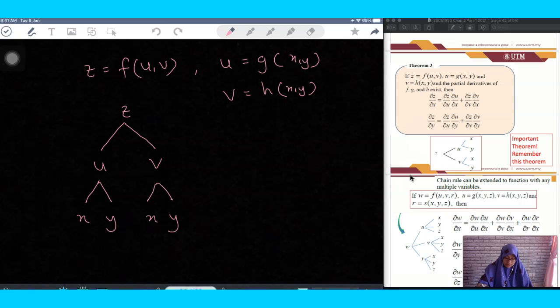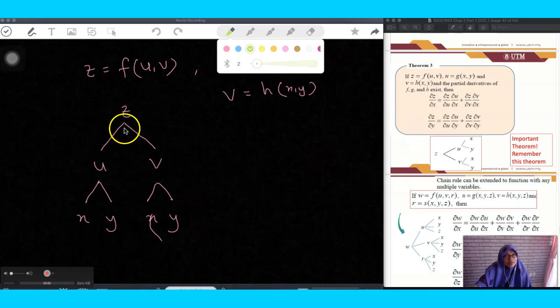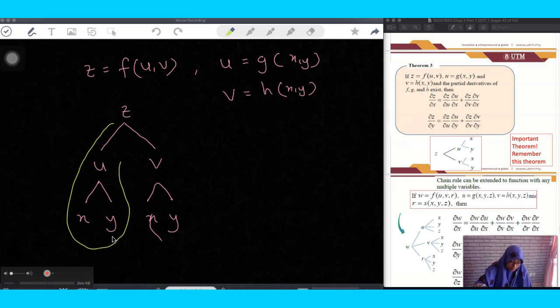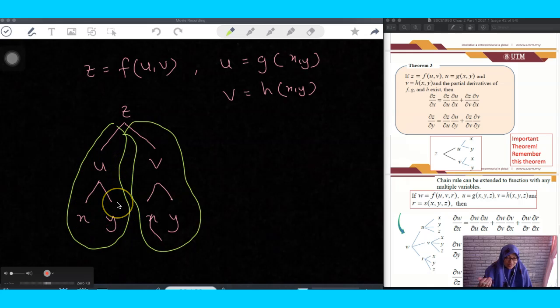Okay, so now how can we develop the chain rule? Look at here. How many paths? The paths are actually two: only this one plus this one. But then under u there are two. So now it is a more complicated chain rule, but it's fine.